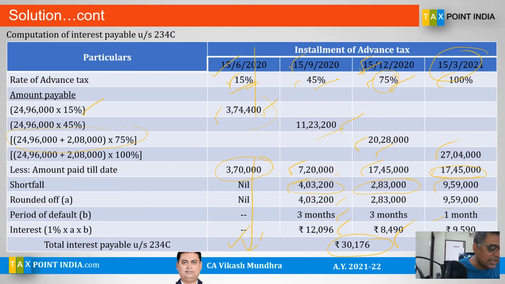One question may arise: what happens to interest under section 234C if there is enhancement in our assessed income? 234C is supposed to be calculated on your returned income. Be careful. Got it? The computation will not change though the assessment was enhanced. Okay.